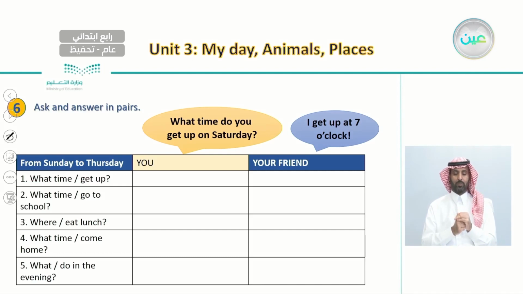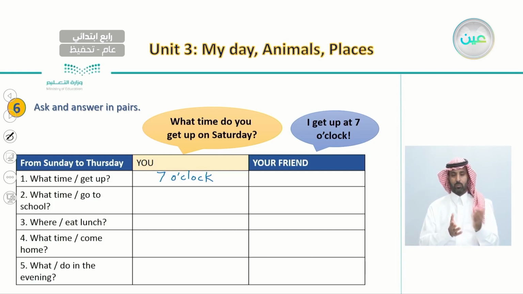So you can answer about yourself. For example, what time you get up? You can say, I get up at 7 o'clock. And you can answer the next one. What time do you go to school? You can say, I go to school at 8 o'clock. And you can fill in this column about you.